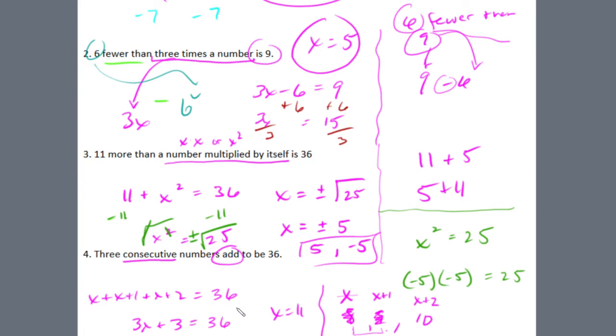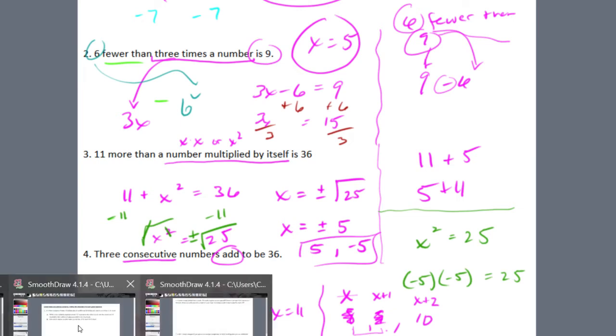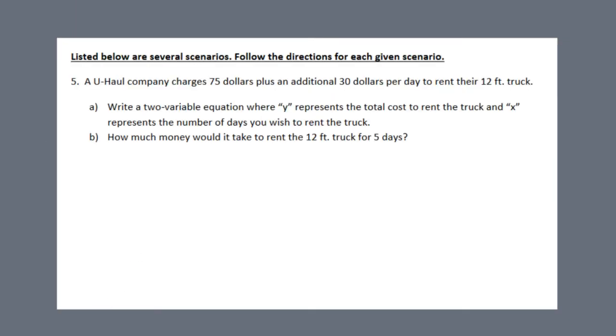All right, so there's your first 4 problems. Moving on to number 5. A U-Haul company charges $75 plus an additional $30 per day to rent their 12-foot truck. $75 plus $30 per day to rent their truck.